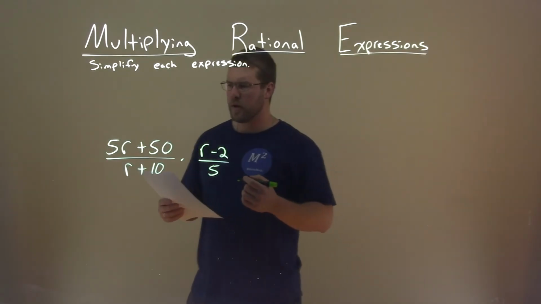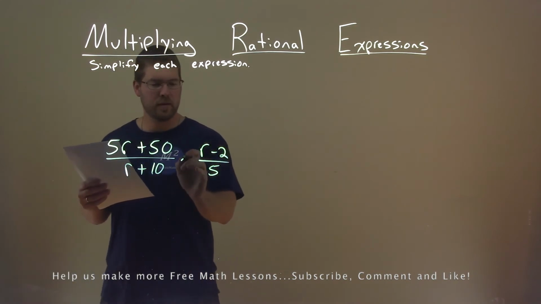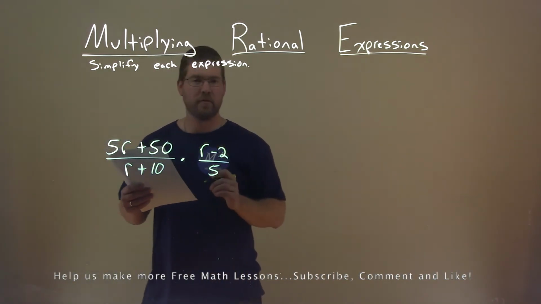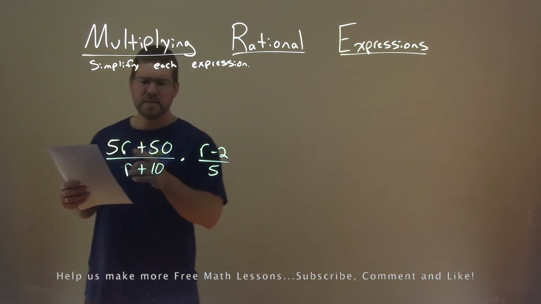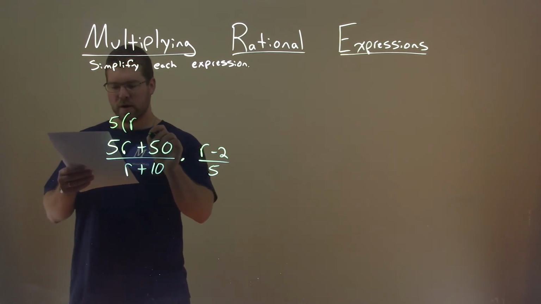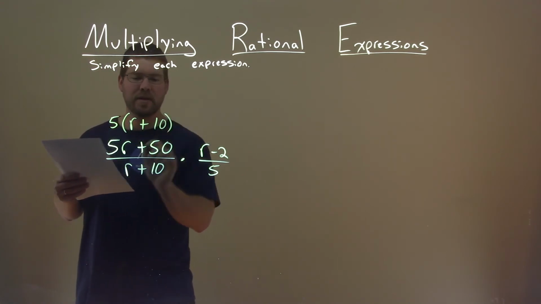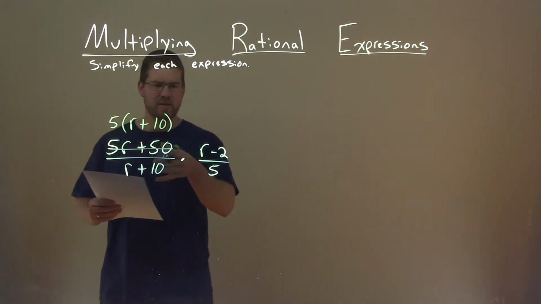We're given this problem right here. 5r plus 50 divided by r plus 10 times r minus 2 divided by 5. And we want to simplify this expression. Well, I can see I can pull out a 5 pretty quickly here. 5 comes out, and we're left with an r plus 10 on the inside. So let's replace that. Anything else I can see that can be factored?